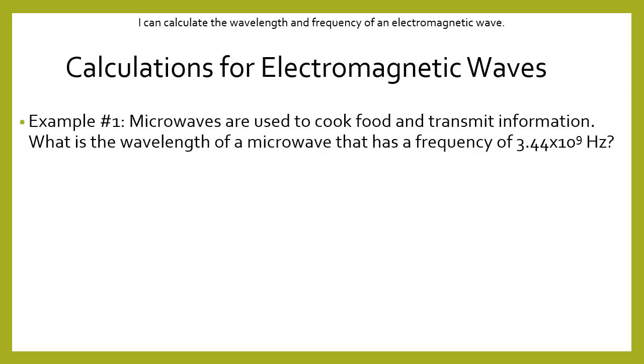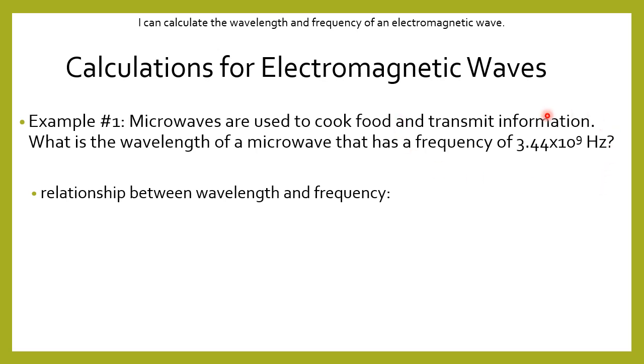So the first example, microwaves are used to cook food and transmit information. What is the wavelength of a microwave that has a frequency of 3.44 times 10 to the 9th hertz? So here's the thing. We're asked about the relationship between wavelength and frequency here. We're given the frequency of the light, and yes, a microwave is light, it's just not visible light. We're given its frequency, we're asked to find the wavelength.